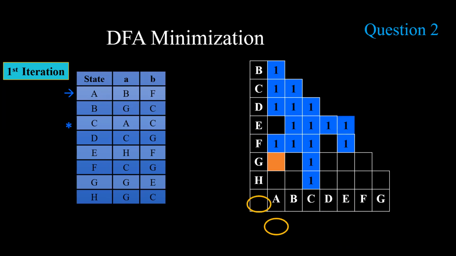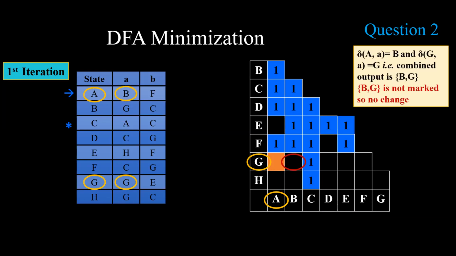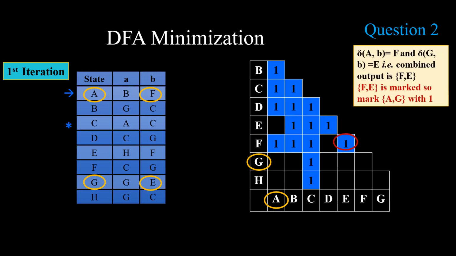Next, we move to AG. AG on A gives us BG. BG is not marked as yet, so we will check this corresponding to B. AG on B gives us FE. FE is already marked. So we will mark AG with 1.